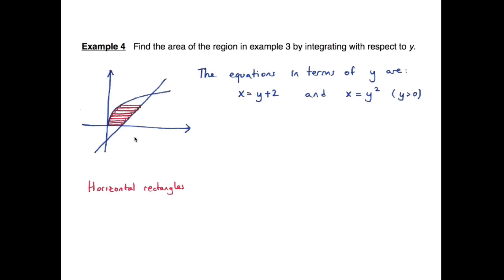Since we have changed x and y, and we are focusing on y, we need to look at this arrow. This arrow shows us where the above curve is. The curve that is above in this example is the line. It's higher in terms of the right direction than the square root curve. So if we integrate, we will integrate y plus 2, the line, minus y squared, which is this half parabola here.